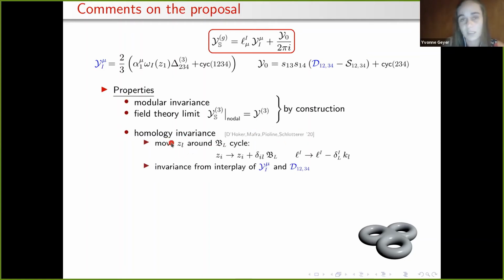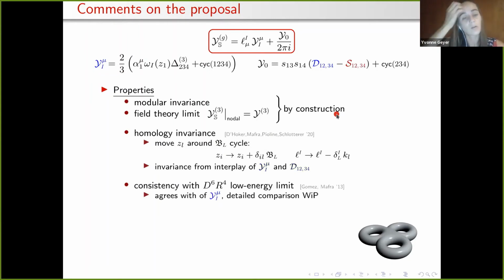What this means is just we can move a marked point around a B cycle, and it should be invariant under this. And this is actually quite non-trivial. So there's a cancellation between this factor that is linear in the loop momentum, and you can see that this transforms the loop momentum itself. And so there's some cancellation with this B factor here. The S is invariant by itself.